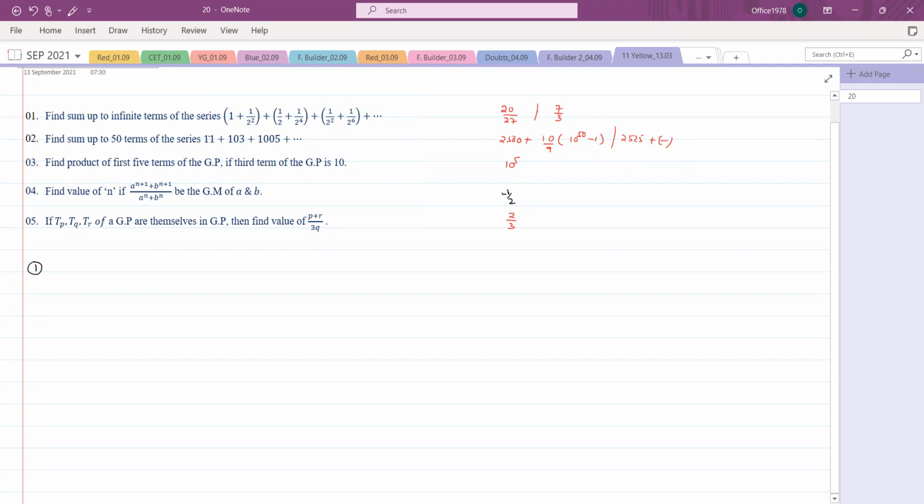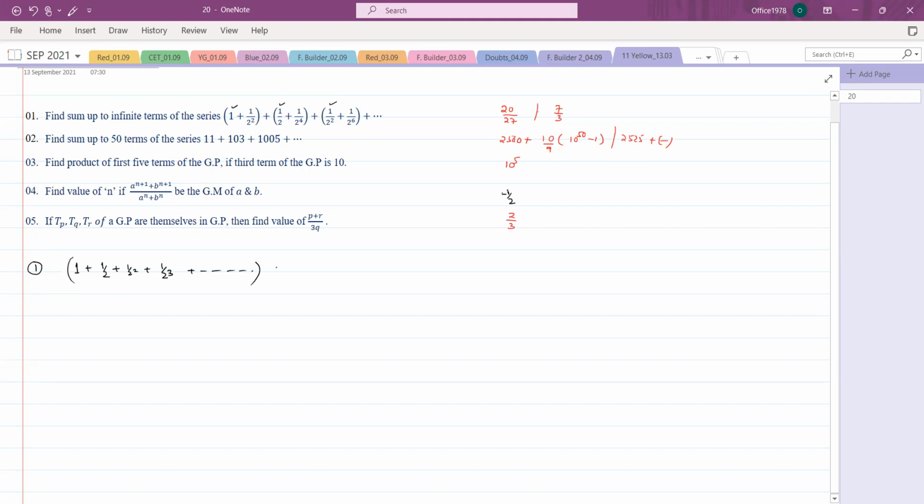Make this series into two parts. One is the sum of each first term: 1 by 2, 1 by 2 square, 1 by 2 power 3 and so on.